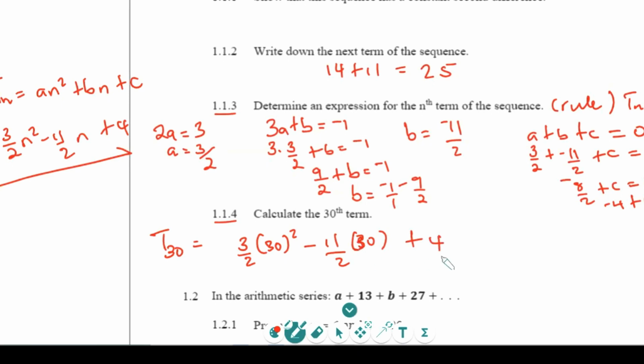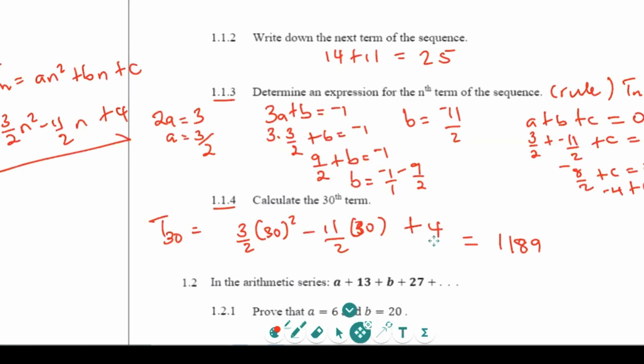So when I punch this into the calculator, I'll end up with 1189 as my term in the 30th position. Okay, and then question 1.2.